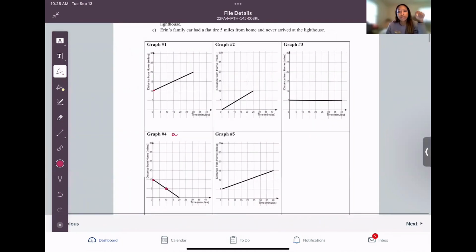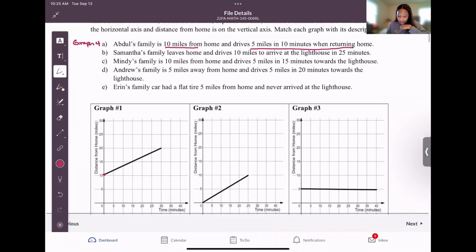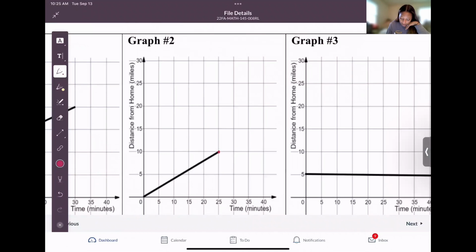Graph 2, because graph 2 is the one that's starting off at home at 0, 0. Let's make sure the rest of the stuff matches up also. After 25 minutes, we've gone 10 miles, so that matches up.